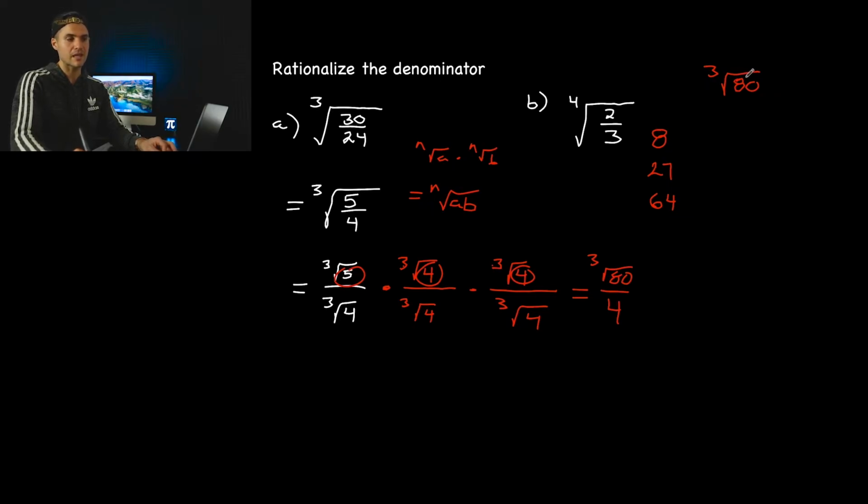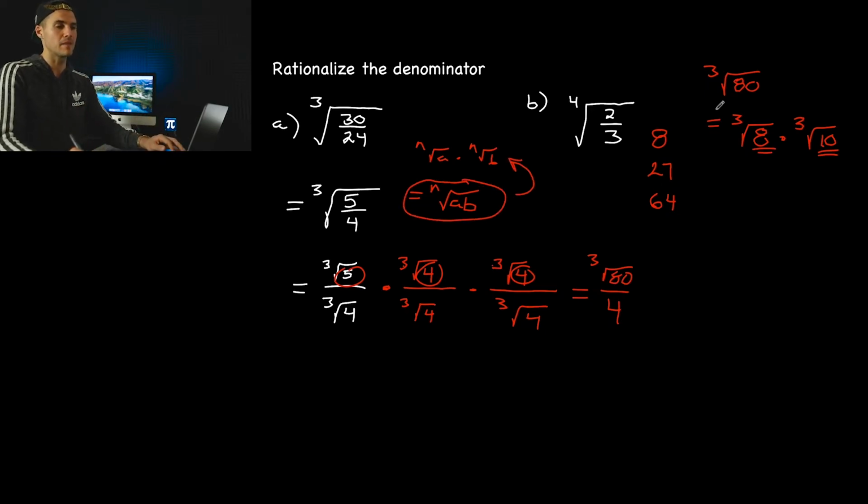And then we see, can this 80 divide by any of these? Well, notice that the 80 can divide by the 8, obviously. So we can rewrite this third root of 80 as the third root of 8 times the third root of 10, since 80 is equal to 8 times 10. We're just doing this rule, but going backwards now. We're splitting it up. And the reason why is because now the third root of 8 is equal to 2, as we mentioned, times the third root of 10.